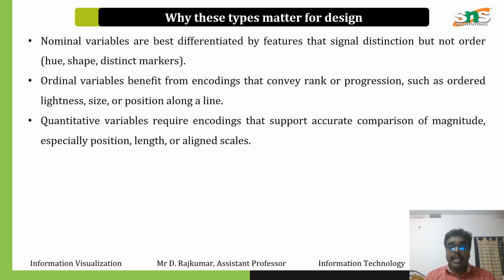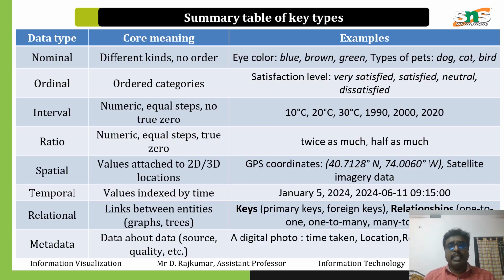Okay, so these are some attributes of different types of variables, which are very important, and we need to understand them clearly as a visualization engineer or visualization personnel. So here is a very simple explanation of all those things with core meaning and examples. Nominal means there are different kinds, but no specific order. For example, eye color: blue, brown, green, and other values. Then types of pets: dog, cat, bird, and other values. So there is no order or specific ranking.